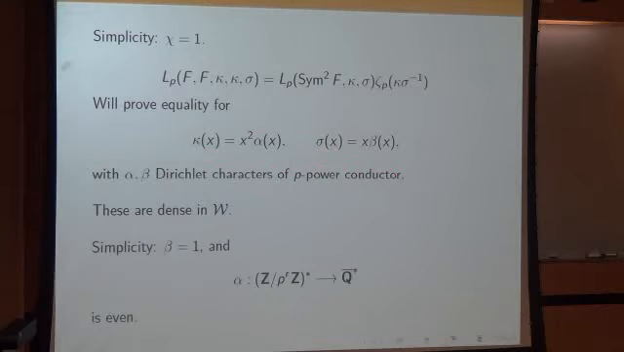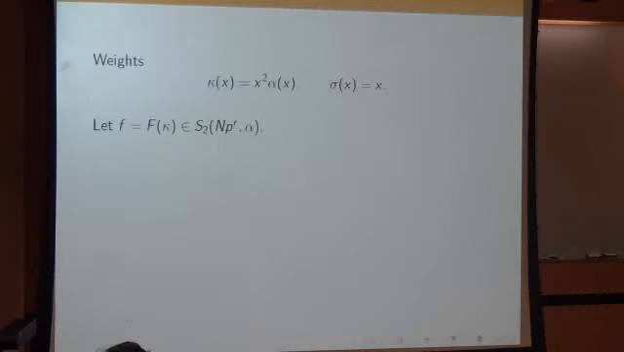So for the rest of the talk, again, I'm going to make some simplifying assumptions. So I'll take beta equal to 1, and I'll take alpha to be an even Dirichlet character of conductor p to the r. Okay, so I'm going to describe how to prove this equality under these assumptions. If I prove this in this generality, I would get it for a dense collection in W cross W, and I would get the equality. So to say how to prove it, for simplicity, I'm just going to take these examples.